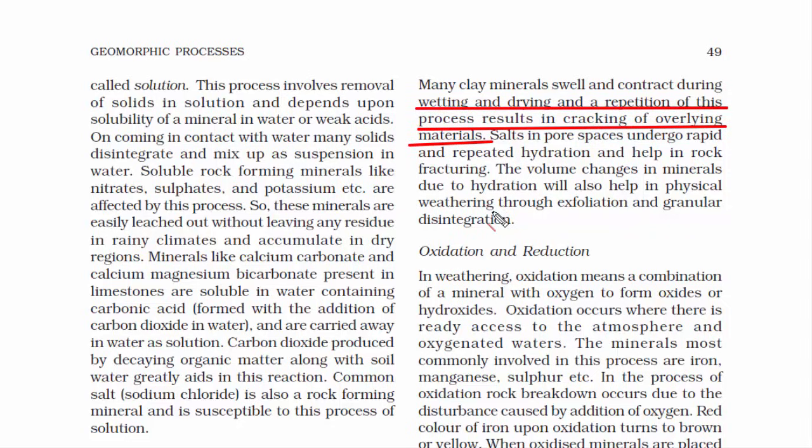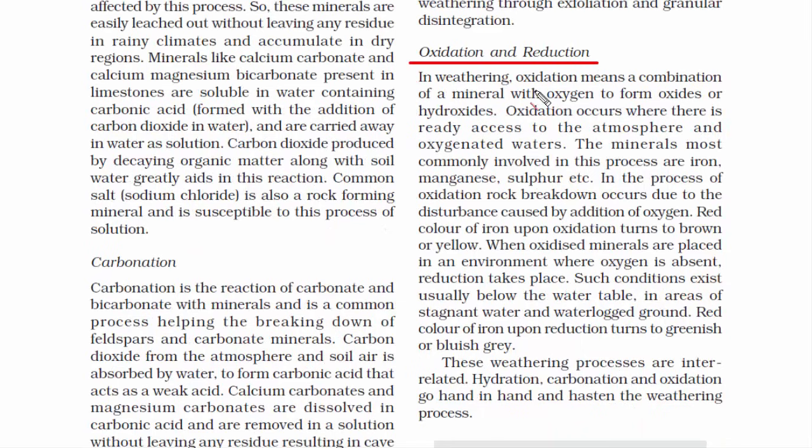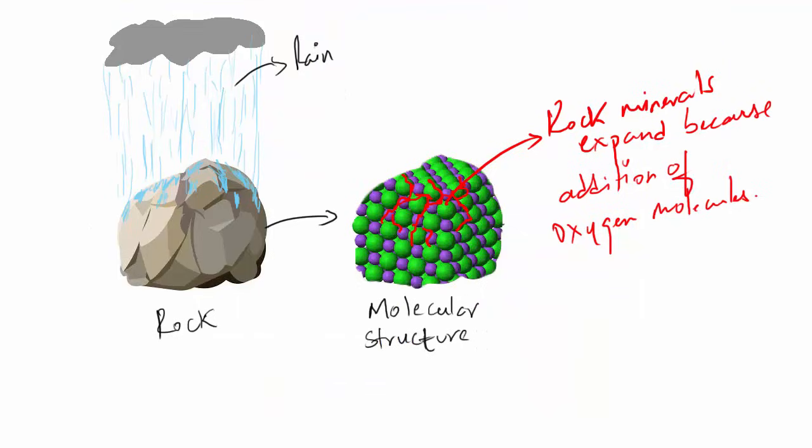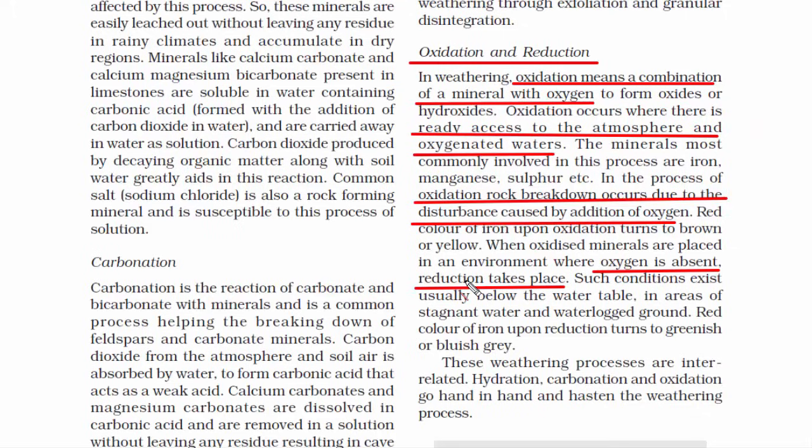Always remember, hydration is the addition of water, and water does a lot to a rock that we can never imagine. And the last chemical change is oxidation and reduction. Oxidation means a combination of a mineral with oxygen to form oxides or hydroxides, and reduction is where oxygen is absent. Oxidation occurs where there is ready access to the atmosphere and oxygenated waters. And again, rain gives water and oxygen is obtained from the atmosphere. So when it rains, rock gets wet and the rock minerals get disturbed due to addition of oxygen because water has oxygen element in it.